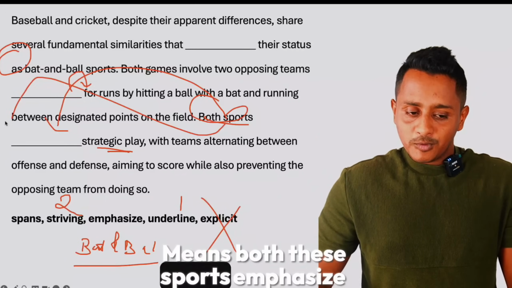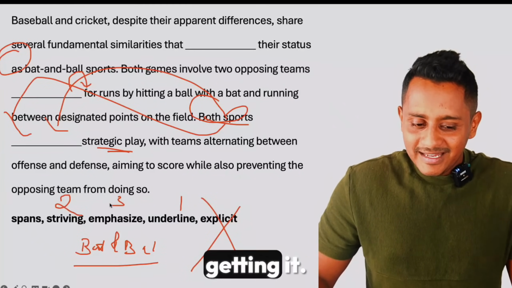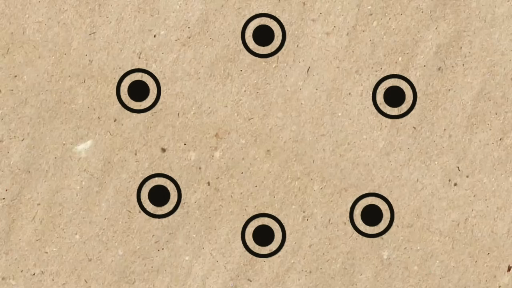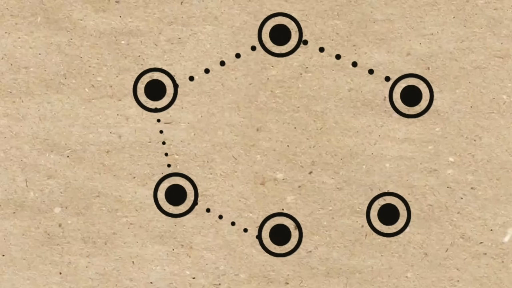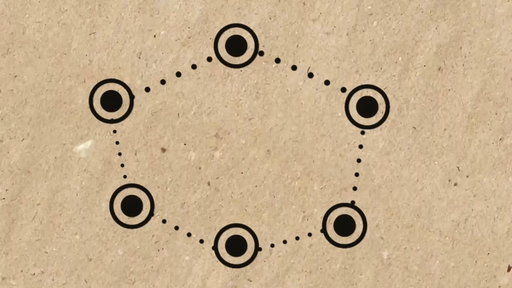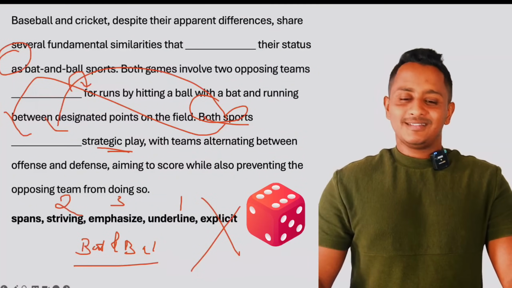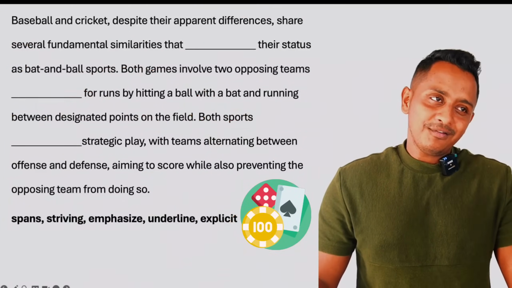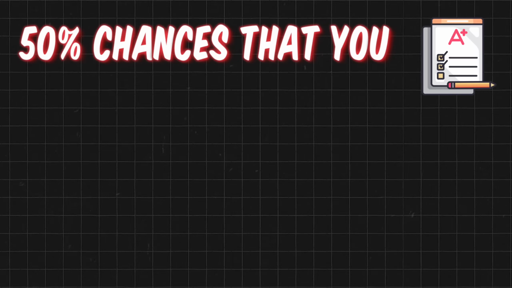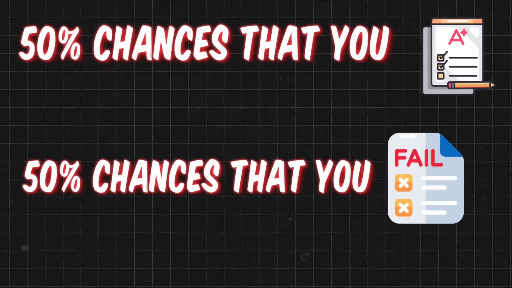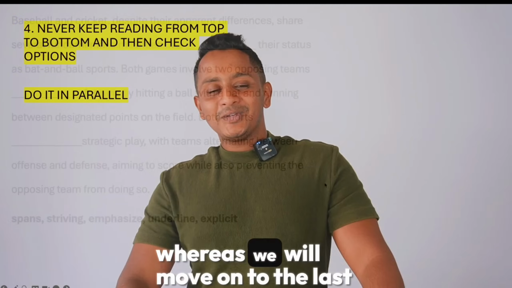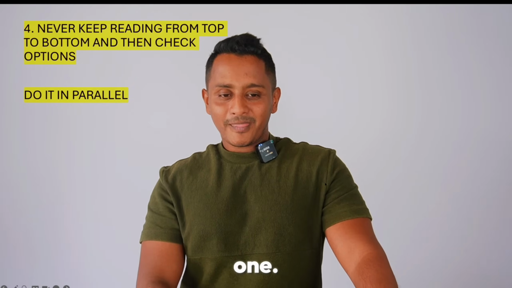Means both these sports emphasize. Getting it? So it's like dots. Dots are kept. Your job is to come and connect the dots. You connect, get the story, it becomes very easy. You don't do it, then you roll a dice. It's like gambling. 50% chances are there that you pass, 50% chances are there that you fail. Give it a thought. With this, we will move on to the last one.